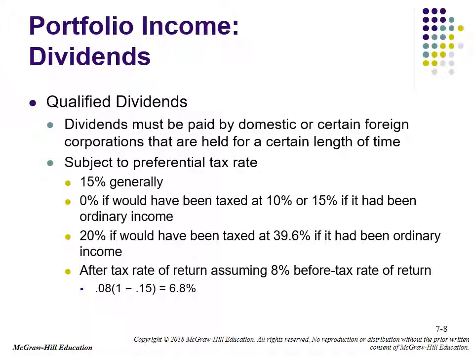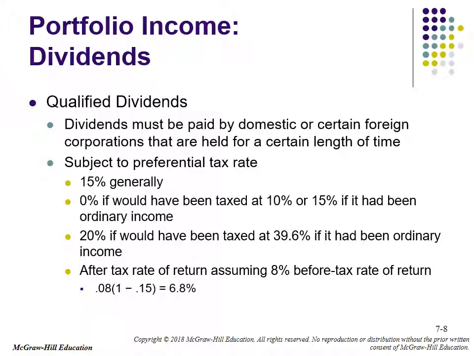Now, what's the certain period of time? They are that the owner owns them more than 60 days during the 121-day period that begins 60 days before the ex-dividend date and 60 days after the ex-dividend date. Well, what's the ex-dividend date? The first day on which the purchaser of the stock would not be entitled to receive a dividend.